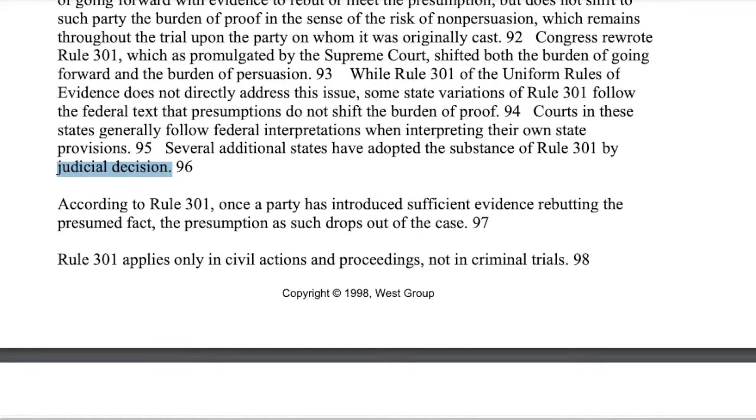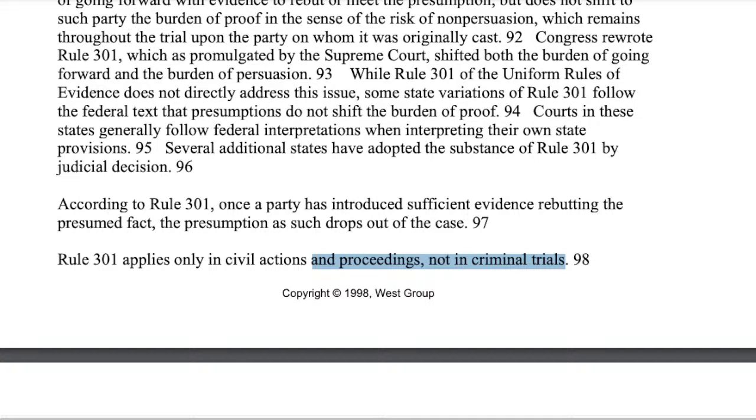According to Rule 301, once a party has introduced sufficient evidence rebutting the presumed fact, the presumption, as such, drops out of the case. That's an important aspect here. Once a party has introduced sufficient evidence rebutting the presumed fact, the presumption as such drops out of the case. Rule 301 applies only in civil actions and proceedings, not in criminal trials.